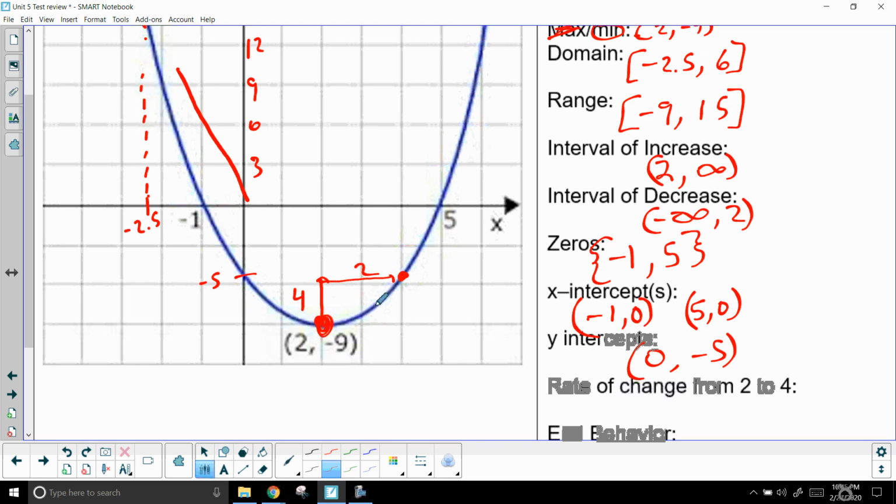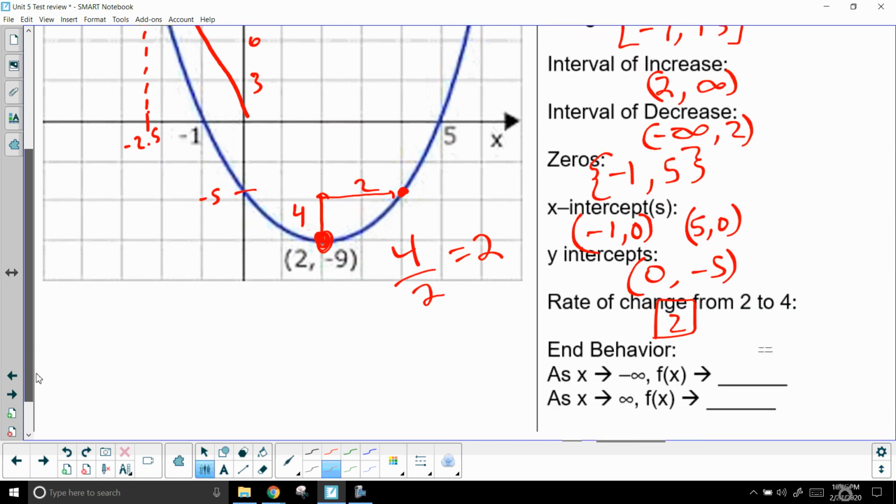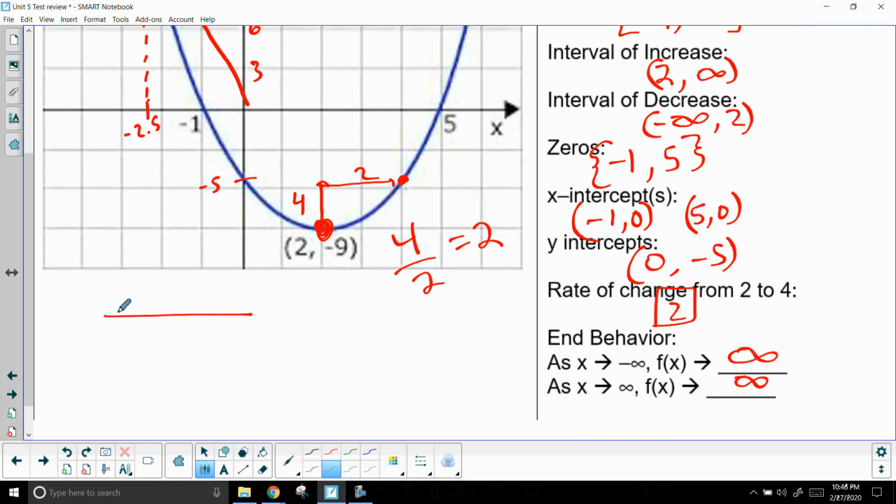In behavior, we've gone over this on the last slide. It's opening up. These bad boys should be infinity. As x is going to the left to negative infinity, or decreasing, like we talked about today, the y is going all the way up. And as x goes to the right to infinity, or is increasing, the y's are on the way up. So infinity, infinity. I think that was it.